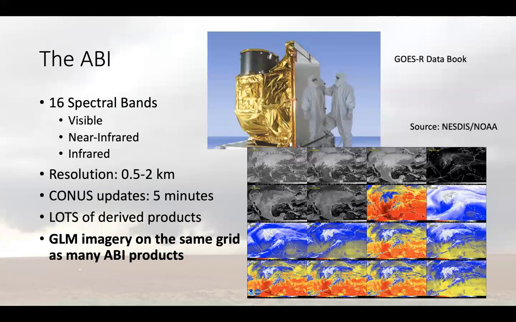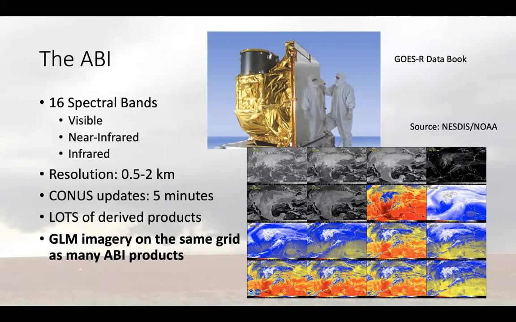Now, another feature that we want to talk about is the other Earth-facing instrument that is on the GOES-R series of satellites, which is the ABI, or the Advanced Baseline Imager. This has 16 spectral bands ranging from the visible to the near infrared to infrared wavelengths. And it updates across the continental United States, that's seen every 5 minutes. Now, with 16 bands, there are lots and lots and lots of derived products. And because that GLM imagery is on the same grid as many of these ABI products that are at 2 kilometers, it makes direct comparisons between the GLM imagery and these ABI cloud top products possible.